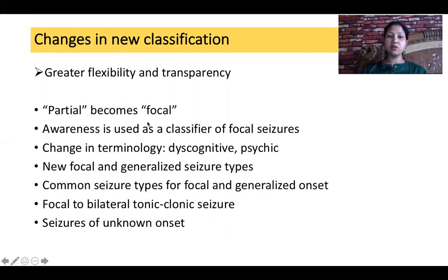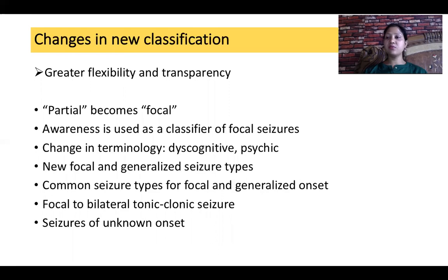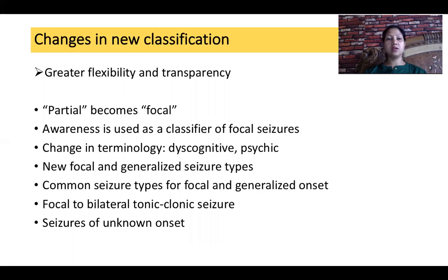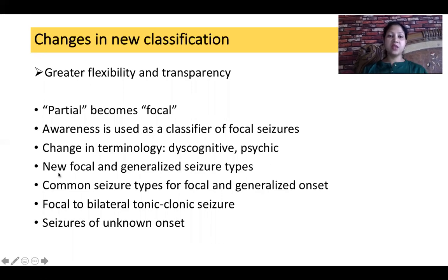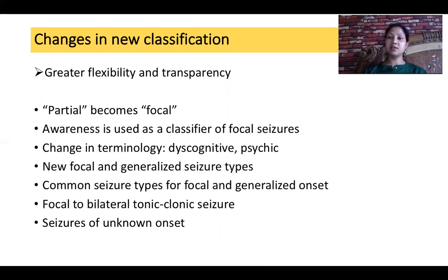Partial has become focal. The awareness word has been used as a new classifier under focal seizure. There's a change in terminology. We do not use cognitive, we do not use psychic. We use the term non-motor onset under cognitive phenomena. And new focal or generalized seizure types have been added. There are certain common seizure types between generalized and focal. Focal getting secondary generalized is not there. We now use focal to bilateral tonic-clonic seizure. And seizure of unknown onset is a new group which has been introduced in this new classification system.